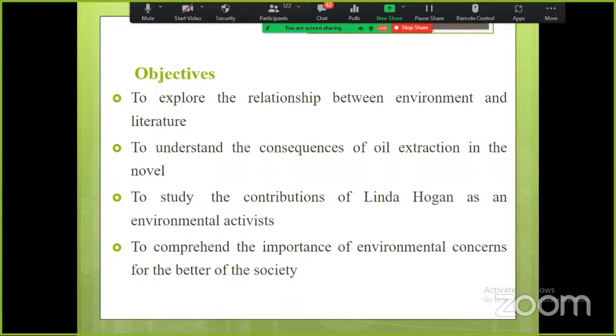Objectives: to explore the relationship between environment and literature, to understand the consequences of oil extraction in the novel, to study the contribution of Linda Hogan as an environmental activist, to comprehend the importance of environmental concerns for the betterment of the society.